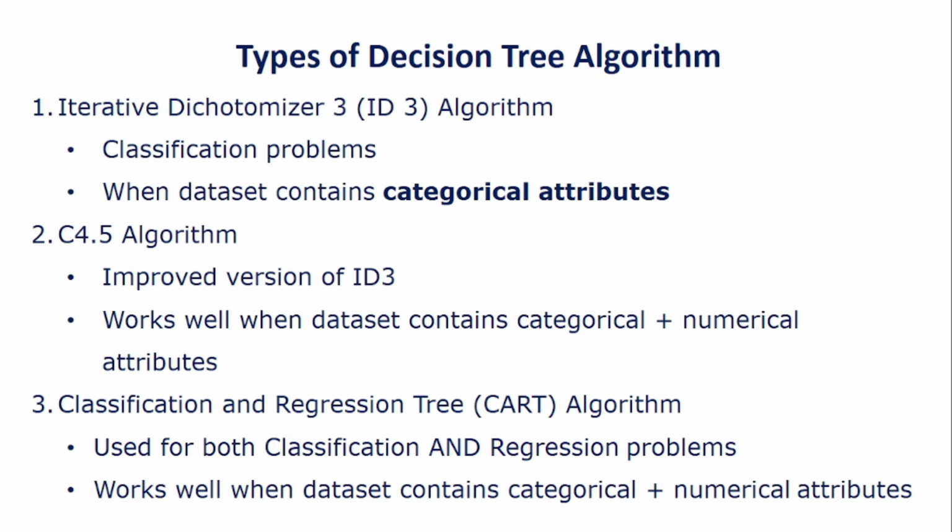And the third algorithm is classification and regression tree. It is used for both classification and regression problems, and it works well when the dataset contains both categorical and numerical attributes. The main applications of CART algorithm are house price prediction, disease classification, and loan risk prediction. And in this case, the splitting methodology used is the Gini index.